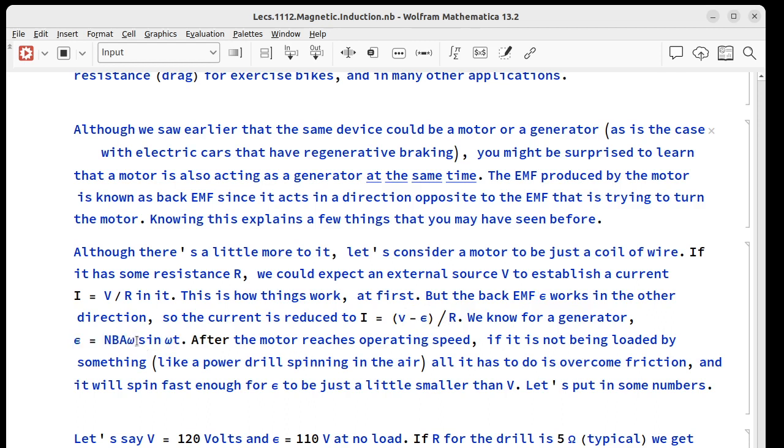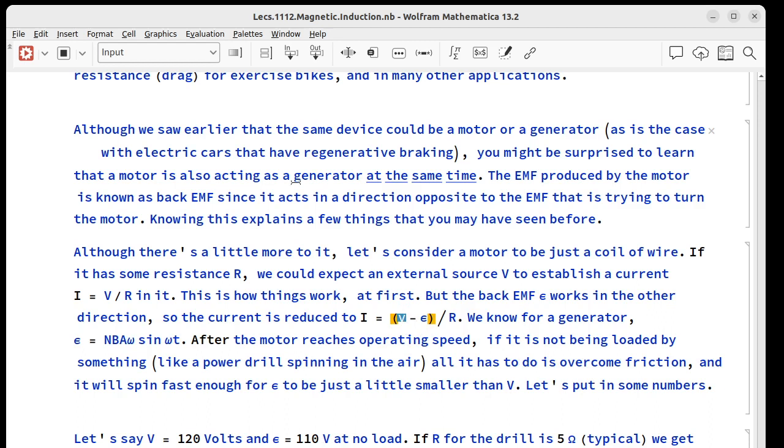So when this starts out from rest, omega is 0. It's not rotating. It's just like there's no air resistance when you first drop a ball. It depends on the velocity. This depends on the angular velocity. By the time the motor gets to operating speed, if it's not doing anything heavy, like if you're pointing a power drill or an electric saw in the air and just letting it spin around, that takes very little energy. So the EMF is not far off from the driving voltage.